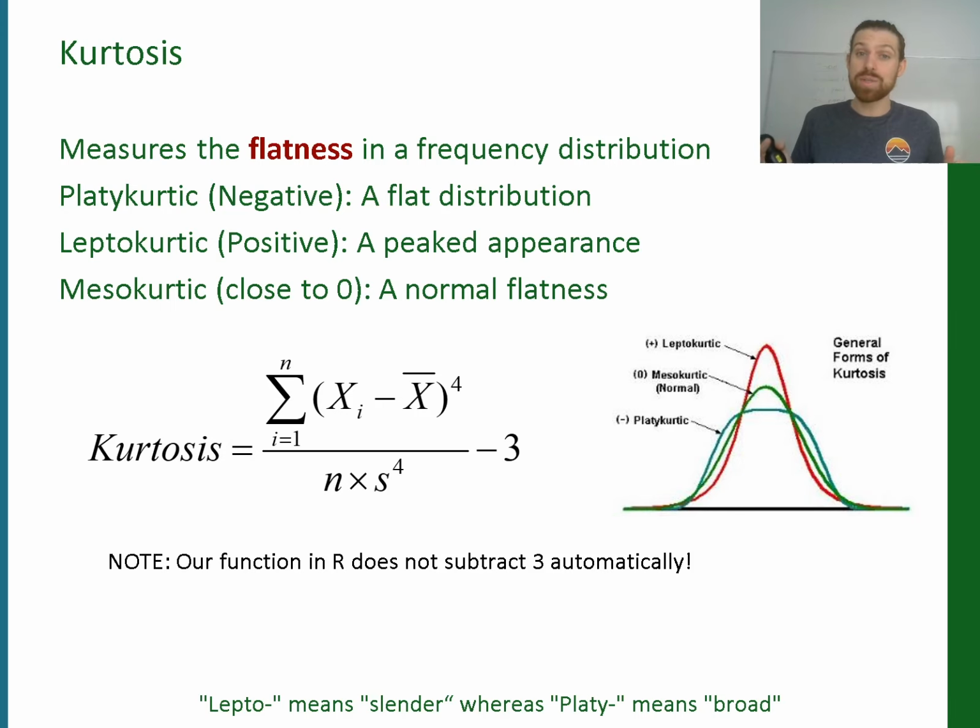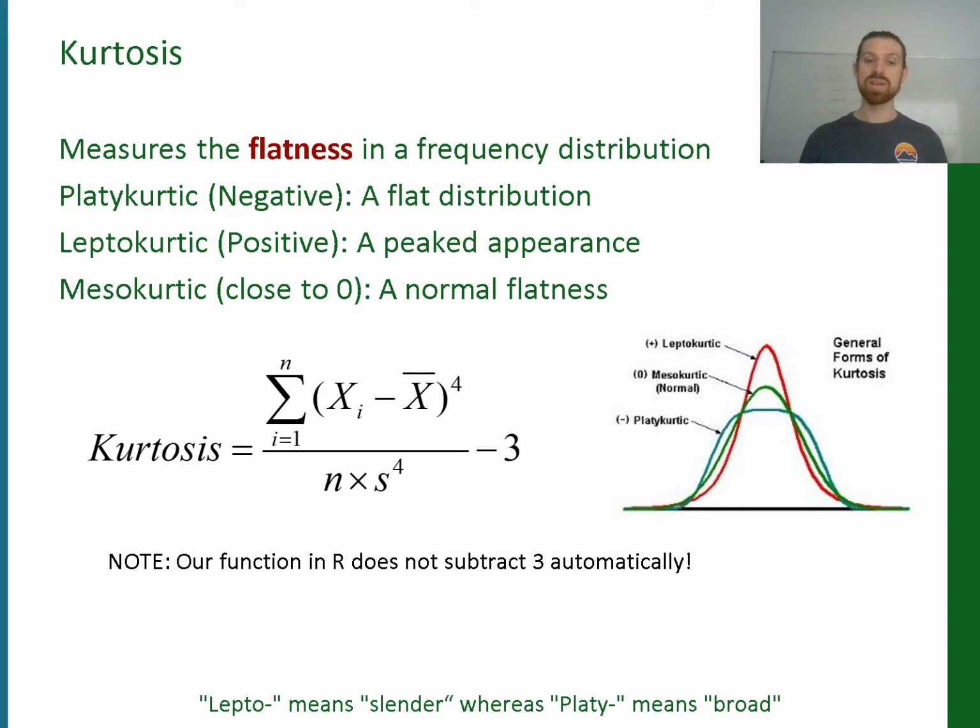Or you could have a leptokurtic peak appearance, which is therefore very positive. So it's this one here, the red line, and lepto means slender apparently, and I assume that's either in Latin or Greek, but that's how you need to remember it.